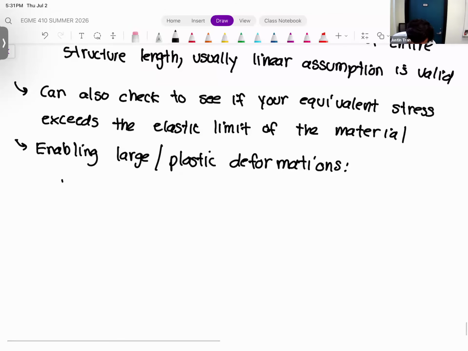Okay. So there's a couple of things that you can do, some easier than others. Remember one thing that's characteristic of the stress strain relationship: once you push past that elastic limit, your stress strain then becomes a nonlinear relationship. Okay. So ANSYS has a very easy way to turn this on.